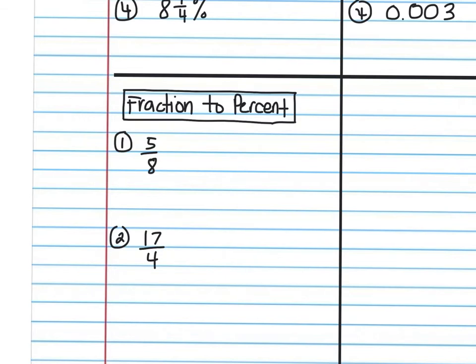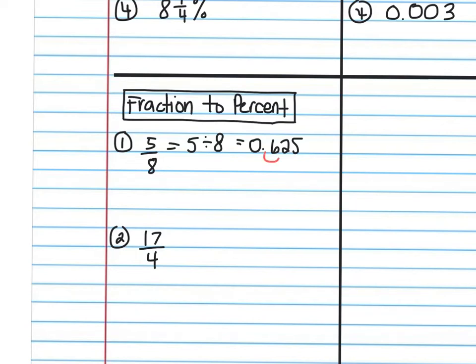So on this one here, we're going to change a fraction to a percent. What we're going to do first is divide and make it a decimal. So I want you to write on your paper 5 divided by 8, and then you can use a calculator to figure out the decimal, which is going to be 0.625. This is your decimal form, and now we change the decimal into a percent by multiplying by 100.